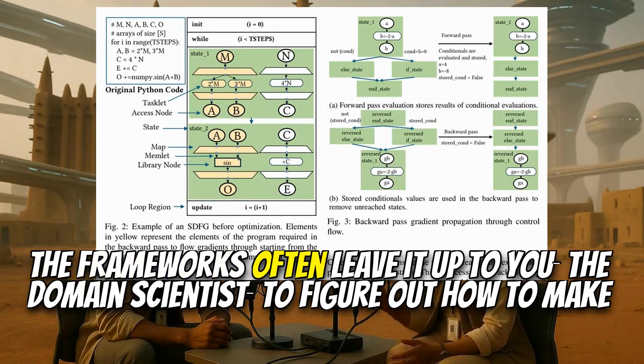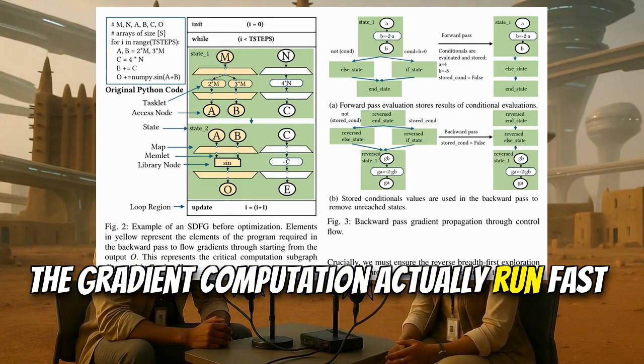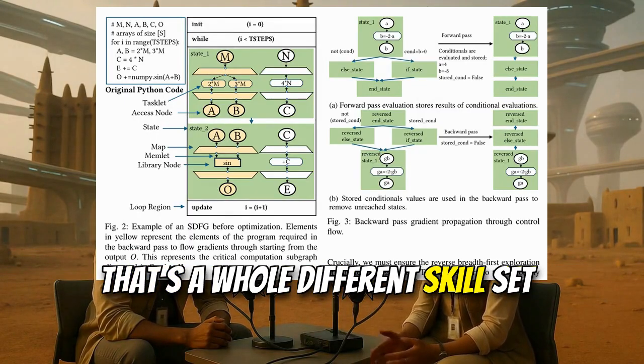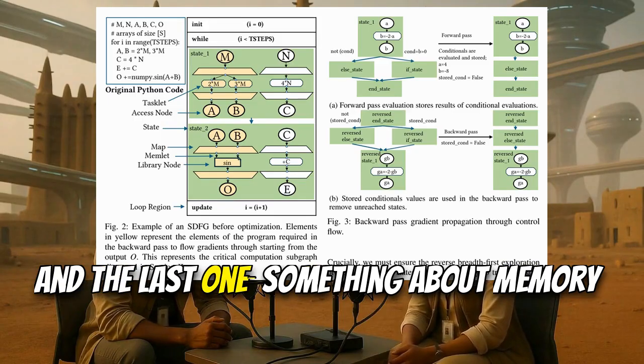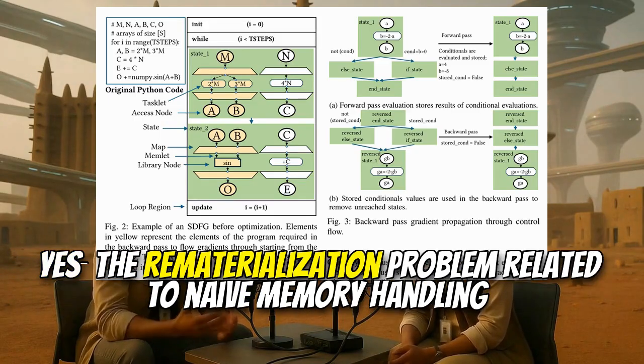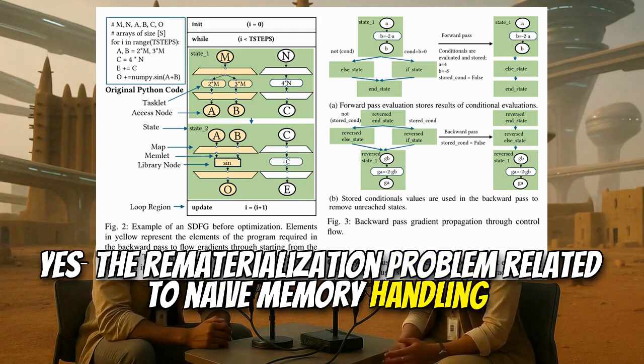The frameworks often leave it up to you, the domain scientist, to figure out how to make the gradient computation actually run fast. That's a whole different skill set. Okay. And the last one, something about memory. Yes, the rematerialization problem, related to naive memory handling.